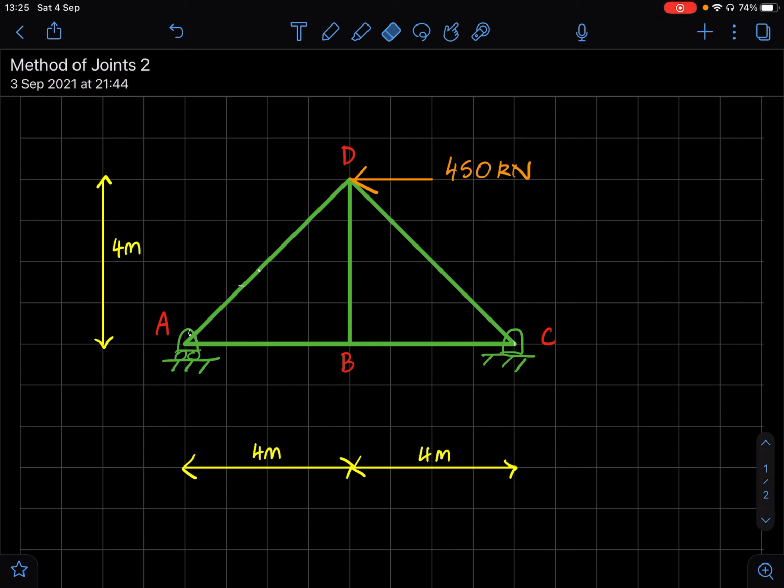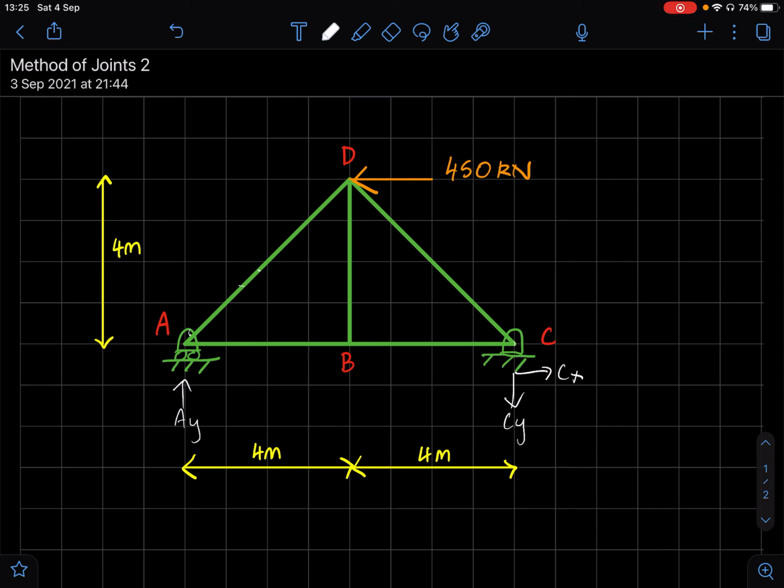Welcome back, guys. Have another method of joints example. So let's begin as we always do by identifying the support reactions. So for AY, it's going to be a normal reaction, isn't it? Because it's a roller support. And then CY and CX because it's a pin support.